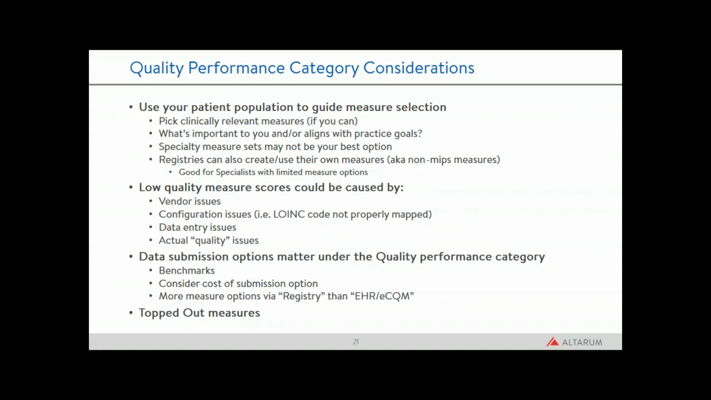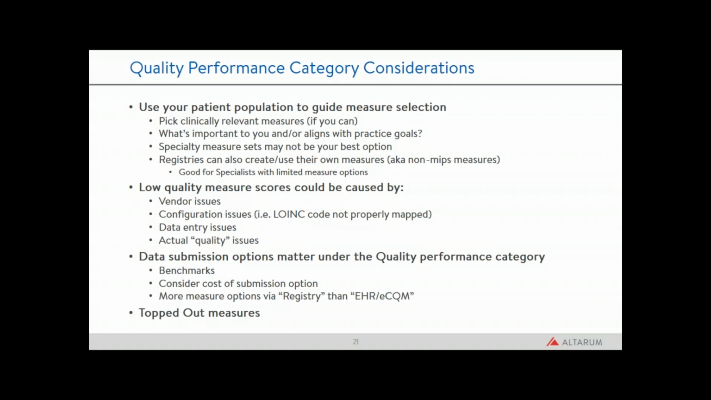When you're looking at which quality measures you should select and report on, if you can, you want to first look at the measures that are clinically relevant. You want to look at what's important to you and to your clinicians, what aligns with the practice goals. The specialty measure sets may not be your best option.